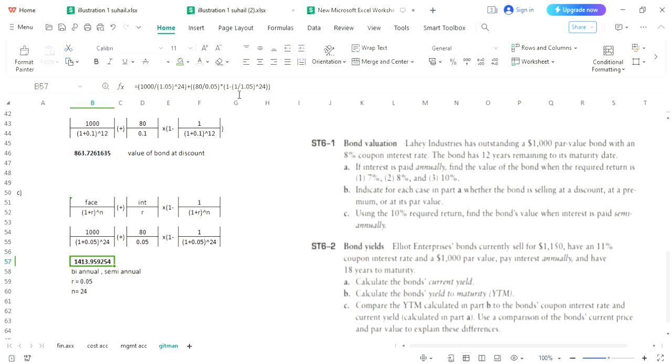I need you to see it again. 1000 was the face value and you have used 0.05. 24 is the period, again 0.05, and then 1 minus 1.05, 1 divided by 5% and 24. So the value which you have calculated, we have to check it again to see if there is anything you want to edit.